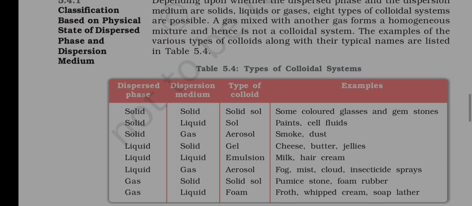Dispersed phase liquid, dispersion medium liquid, type of colloid emulsion. Examples: hair cream, milk. Dispersed phase liquid, dispersion medium gas, type of colloid aerosol. Examples: fog, mist, cloud. Dispersed phase gas, dispersion medium solid, type of colloid solid sol. Examples: pumice stone, foam rubber. Dispersed phase gas, dispersion medium liquid, type of colloid foam. Examples: froth, whipped cream, soap lather.